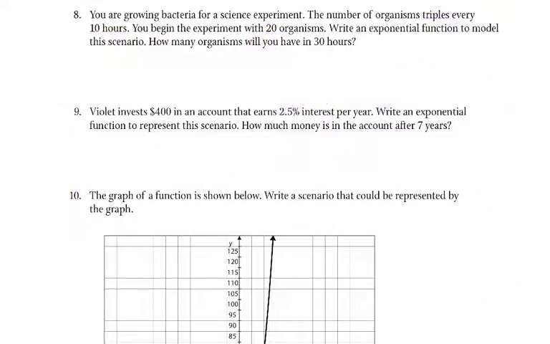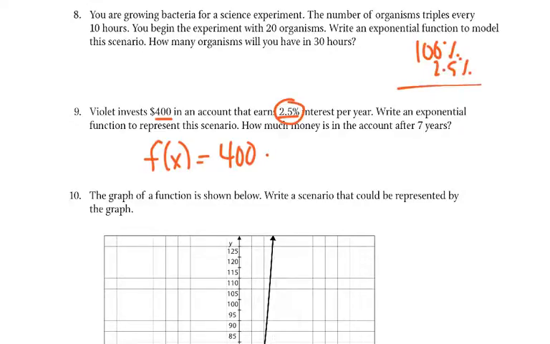Okay. So number 9. Violet invests $400 in an account that earns 2.5% interest per year. Write an exponential function to represent this scenario. Okay, so every year, we start out f of x equals 400 in the account, timesing by, not by 2.5, because remember, you take 100%, because we're not losing money, and you add 2.5% to that each year. So it'd really be 102.5%, but we change it to a decimal, so it'd be 1.025, okay, and that's every year.